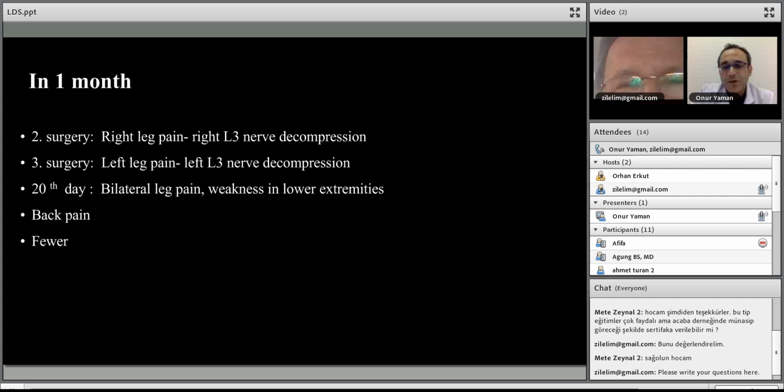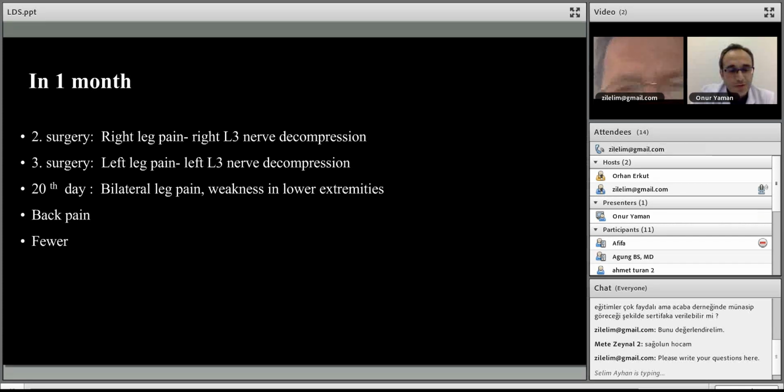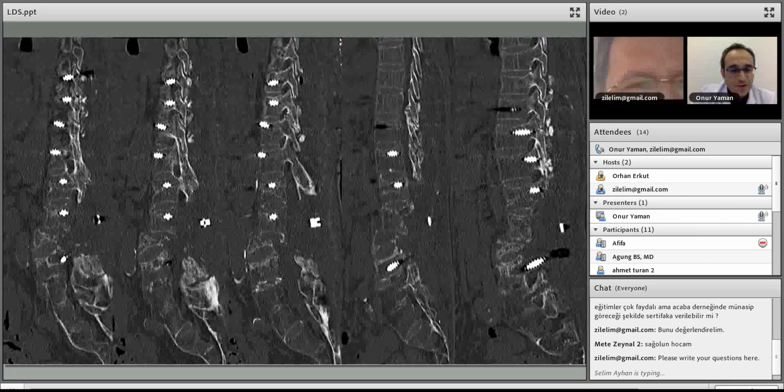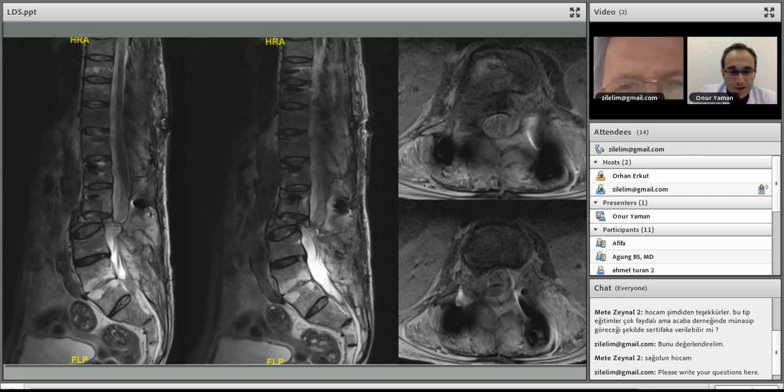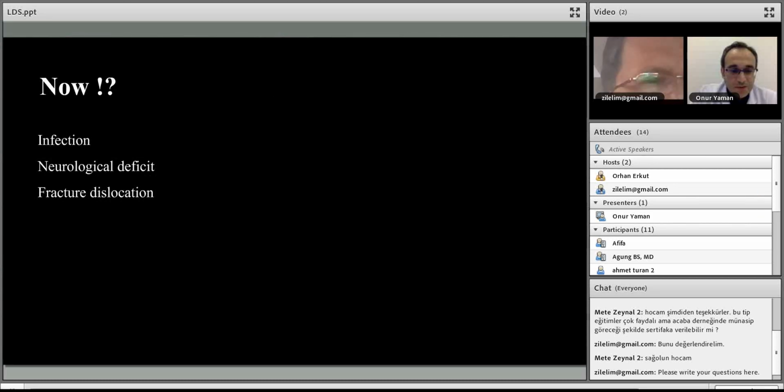Then I operated on this patient 4 times more, and at the end we had a patient like this. The quality of the bone is very bad. We had a fracture dislocation here now. We have a neurological deficit. You see the dislocation here. We got an infection, and after that, the patient got a deep vein thrombosis and also aphasia.